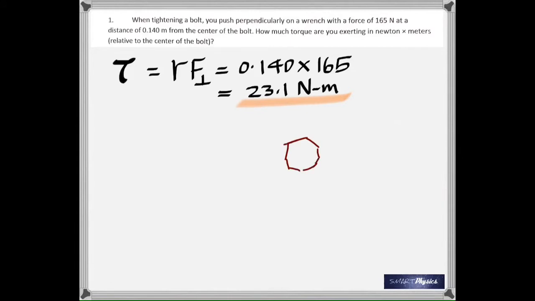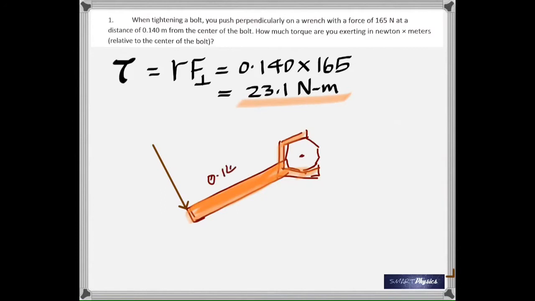This would be the kind of visual that would help you understand this. You have the wrench and the bolt, and do remember that the force is being applied here, and that's why 0.140 is the perpendicular distance from the line of action of the force, which is this, to the bolt head.